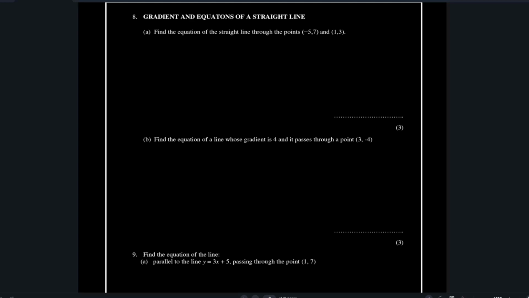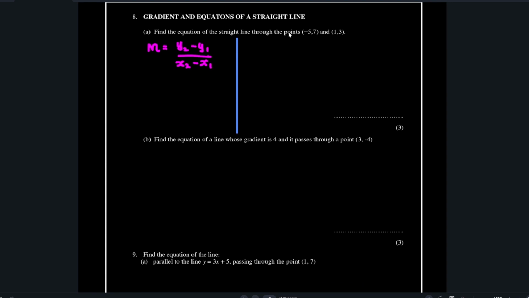In A, we are told to find the equation of a straight line through the points -5, 7 and 1, 3. In order to work this question, first you need to find the gradient. You need to know that the gradient of a straight line is given by the equation m equals y2 minus y1 over x2 minus x1. Now, it is for you to decide which part of the coordinates given here are going to be x1, y1 or x2, y2.